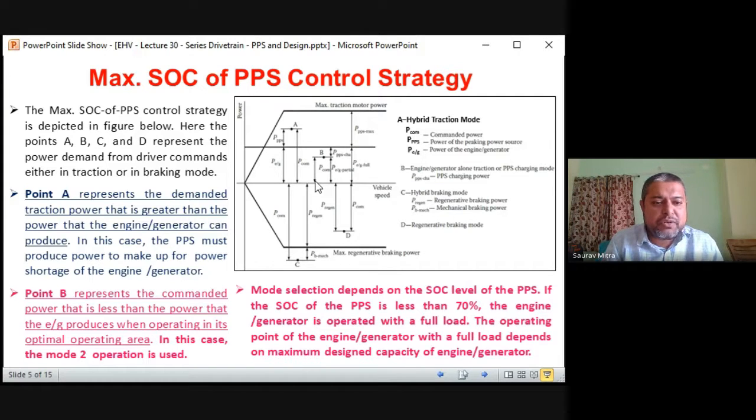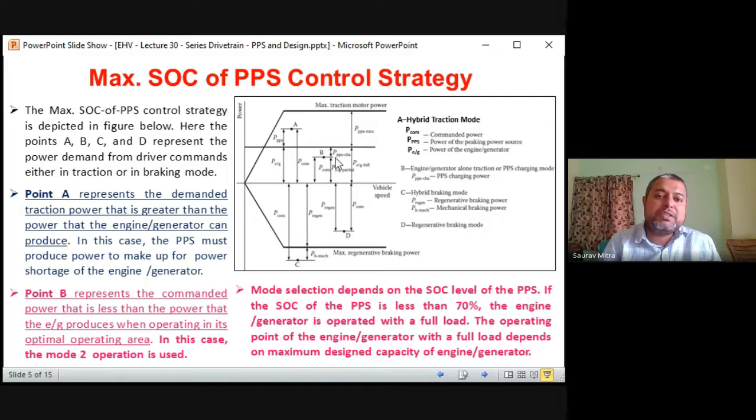In this case, what we find is that mode 2 operation is used. In mode 2 operation, the SOC level of the PPS is increased. So if the SOC of the PPS is less than 70%, so here the criteria are given, then the engine generator is operated with full load. The operating point of the engine generator with full load depends on the maximum design capacity of the engine generator. So if you are finding that PPS is charged less than 70%, then this extra energy from the engine is used to charge the PPS to the maximum.